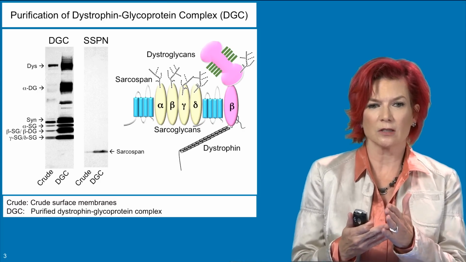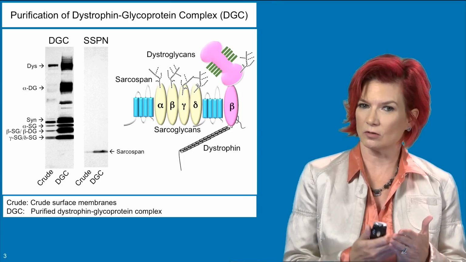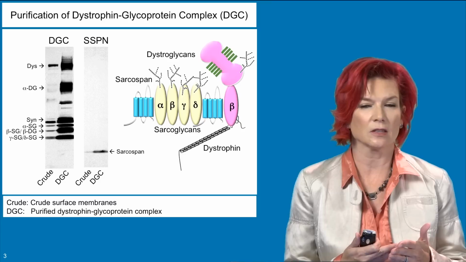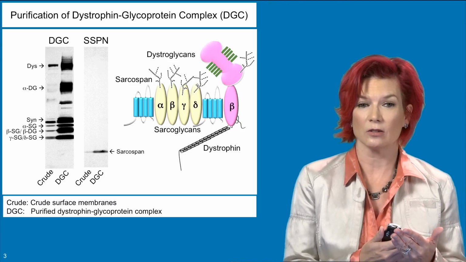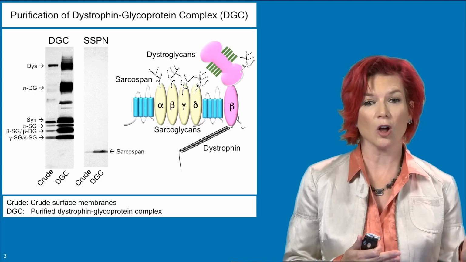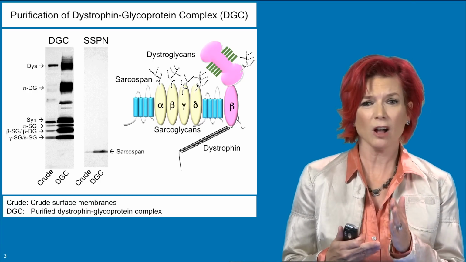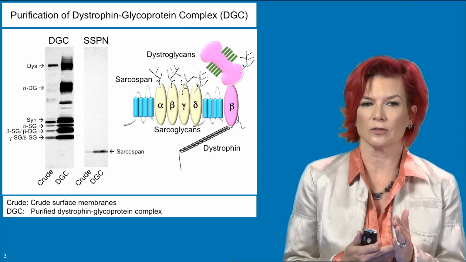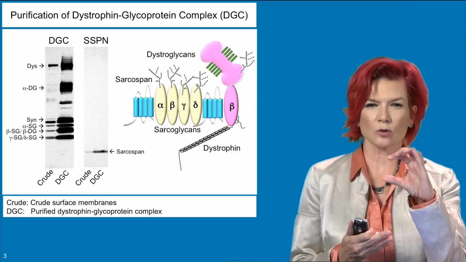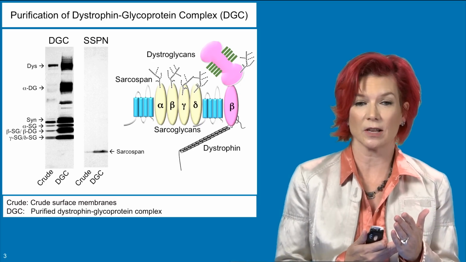Similarly, all the proteins that are associated with dystrophin, like the dystroglycans shown in pink in the schematic diagram, and the sarcoglycans shown in yellow in the schematic diagram, are also enriched during the purification. Alpha-dystroglycan migrates at about 156 kilodaltons. It appears as sort of a broad smear because it's heavily decorated with carbohydrate residues.